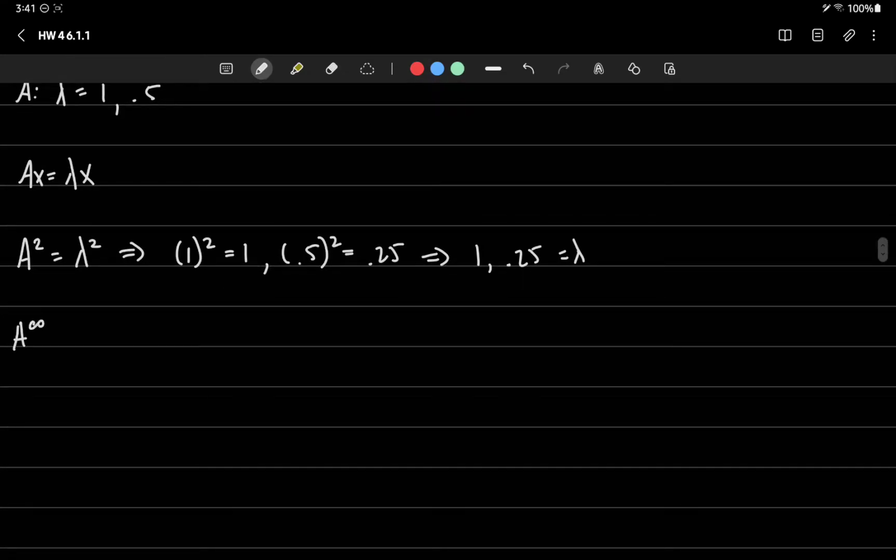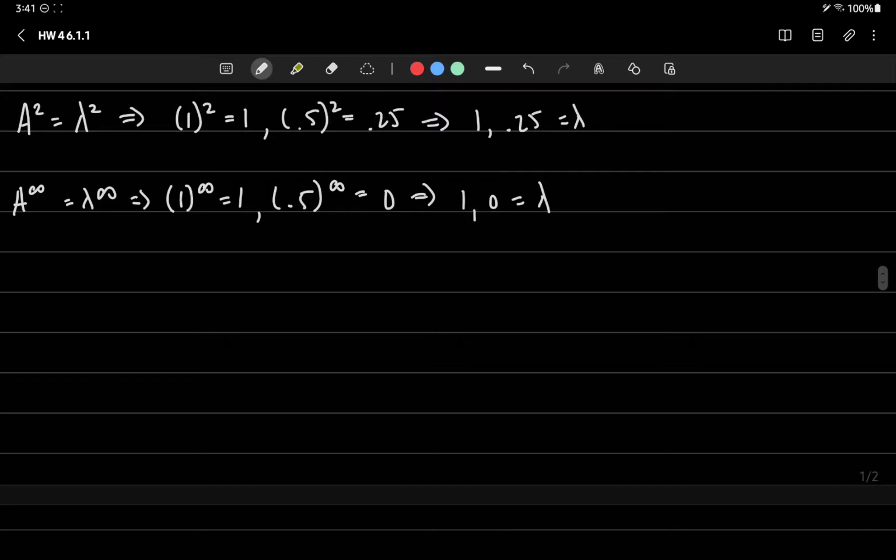Same thing for A infinite. We just have to raise lambda to the infinite power. So 1 to the infinite power will be 1, and for 0.5, higher powers get significantly smaller with each exponent. So 0.5 to the infinite power will be trending towards 0. Thus, 1 and 0 are the eigenvalues for A infinite. Okay, and that concludes part 0.